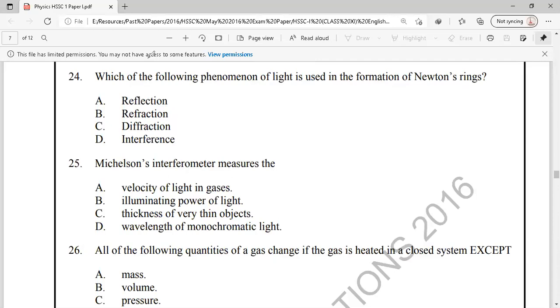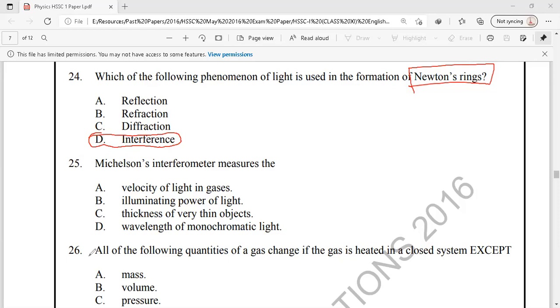Let's see question number 24 and 25. Which of the following phenomena of light is used in the formation of Newton's ring? So, we have studied in Newton's ring that two or more waves are interfering at a point to form a bright fringe or the dark fringe, and the phenomenon involved in that process is the interference of light. So, correct option is option D.